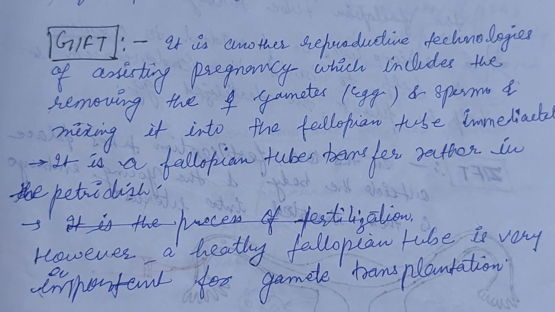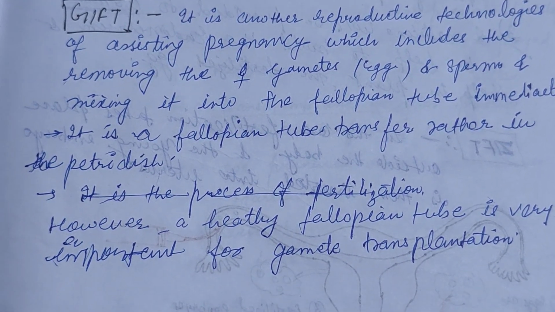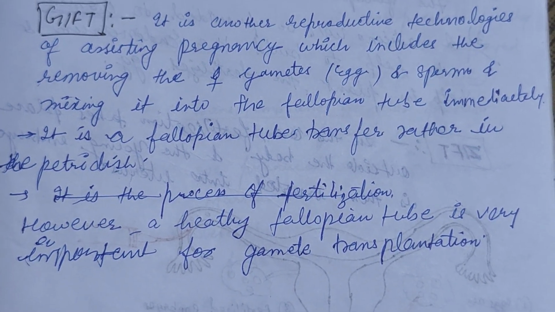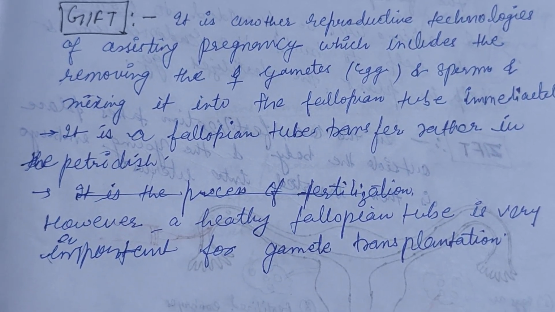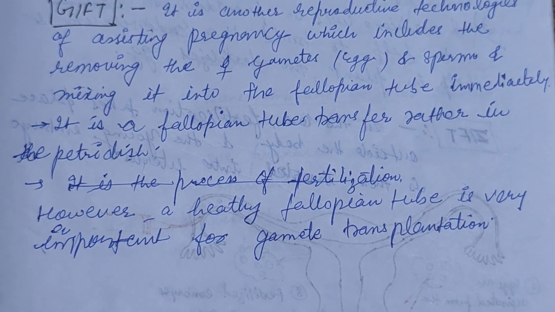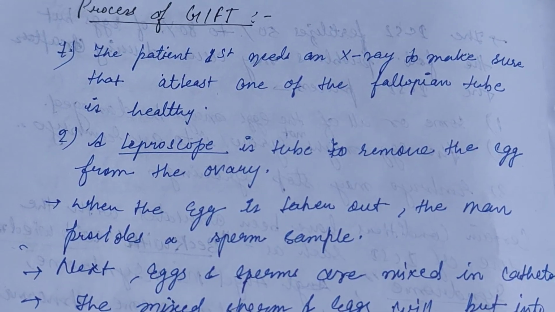Next is GIFT, that is gamete intrafallopian transfer. This is another reproductive technology for assisting pregnancy, which involves removing the female gamete, that is eggs, and sperm, and placing them into the fallopian tube immediately, with a fallopian tube transfer rather than a petri dish. However, a healthy fallopian tube is very important for the gamete implantation.